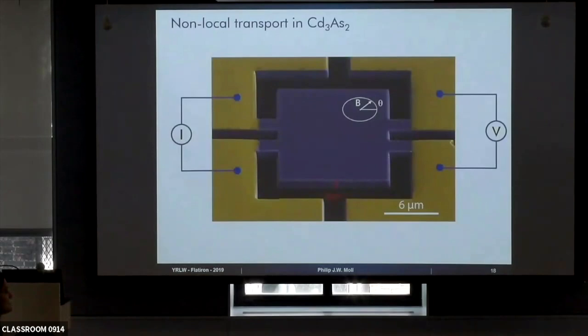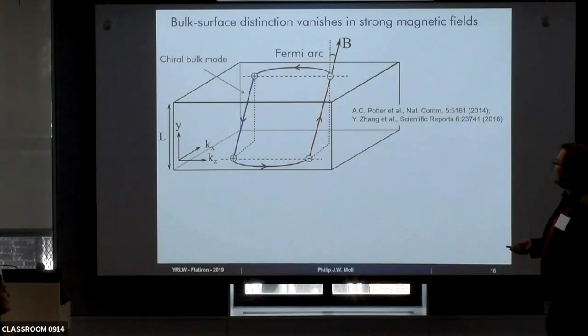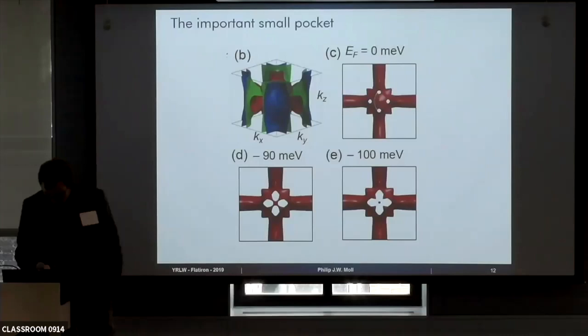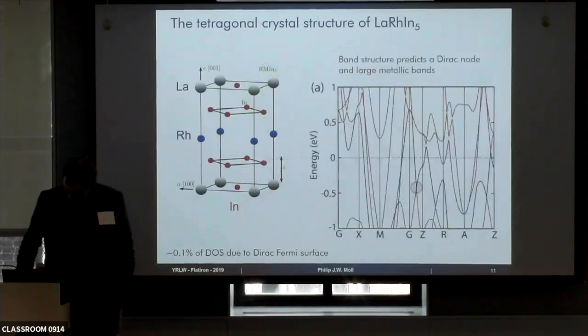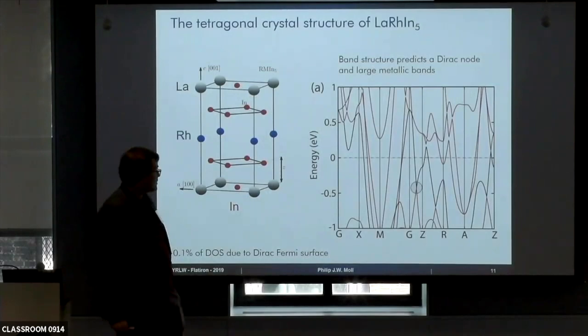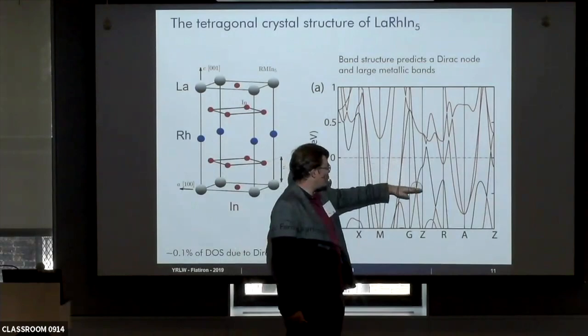So if you just take DFT at face value here, then it's very far away from the Fermi level. That's not what we see. So if we want to make our pocket match with the experiment, we actually need to shift the chemical potential down here.